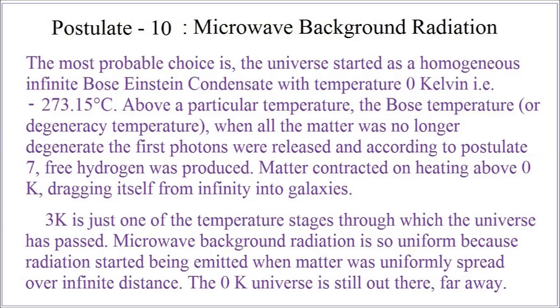3 Kelvin is just one of the temperature stages through which the universe has passed. Microwave background radiation is so uniform because radiation started being emitted when matter was uniformly spread over infinite distance. The 0 Kelvin universe is still out there far away.